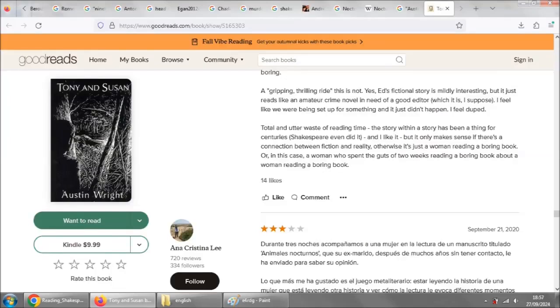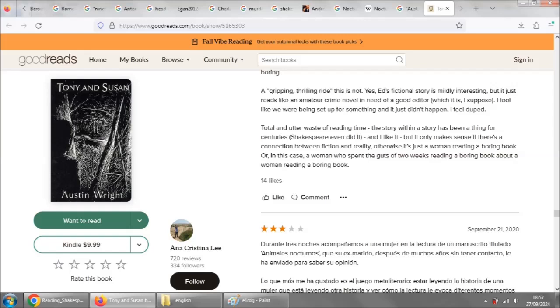We have the story by Austin Wright, Tony and Susan. I'll read the beginning. "Tony and Susan, a gripping, thrilling ride." This is not. "Ed's fictional story is mildly interesting, reads like an amateur." People are commenting, and they say, total and utter waste of time reading this, Tony and Susan. The story within the story has been a thing for centuries. Even Shakespeare did it.